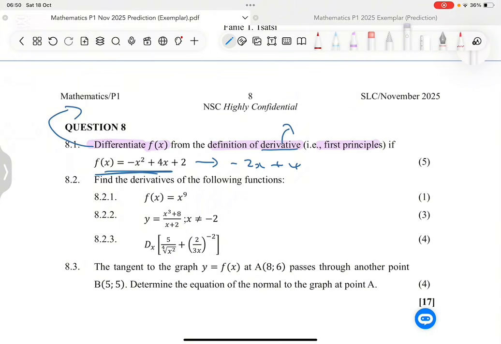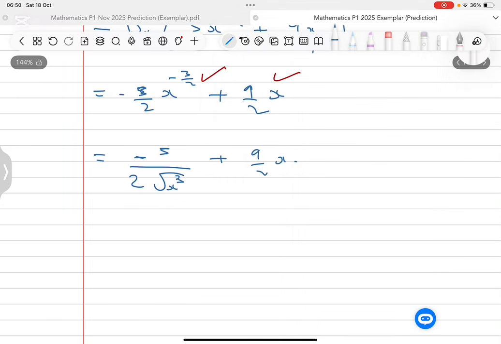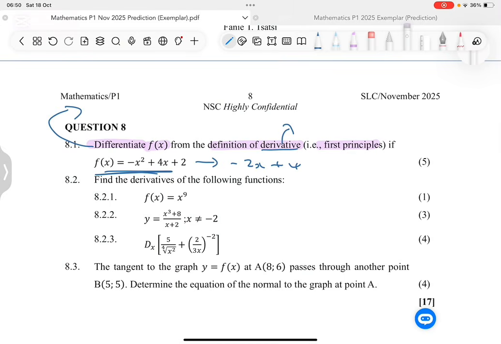Now, the last question of question 8 would be question 8.3. Where we are told that the tangent to the graph y equals f of x at point A, which is given by (8, 6), passes through another point, B, which is given by (5, 5). With this information, they say here, determine the equation of the normal to the graph at point A.